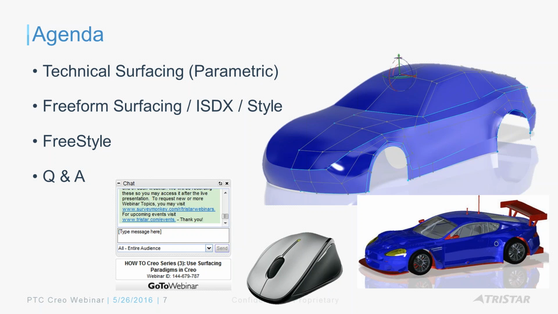The technical surfacing or parametric surfacing, which many of you may have already used, and then the Freeform surfacing or ISDX, interactive surface design extension, or style, and then there is FreeStyle, right? That's new to Creo Parametric. So those are the three main, different options you have within Creo Parametric when you want to create a surface model, right? It depends on your design intent and what inputs you have.